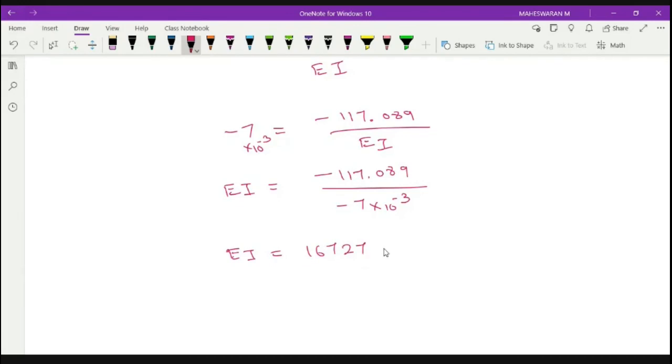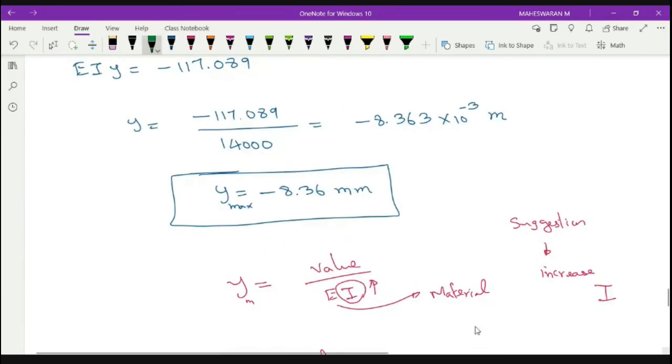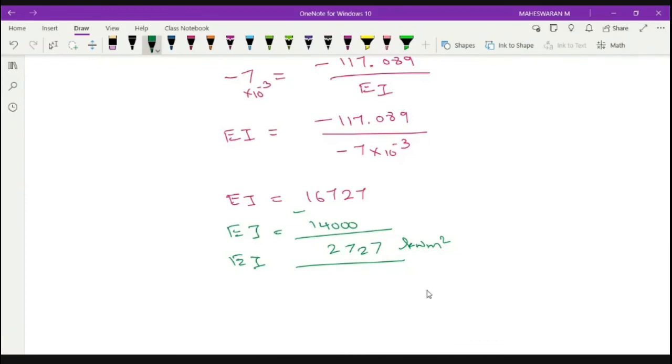Okay, so my original EI value, what I got is 14,000. Okay, so when I subtract this, what I'll get? I'll get, so I have to increase around 2727 kilonewton meter square. I have to increase additional value so that I can achieve this deflection less than 7 mm. So this is the additional EI value, which has to be included.